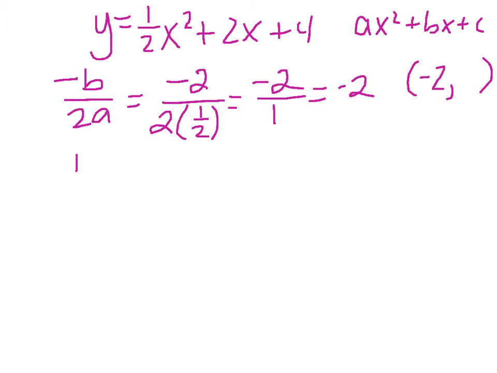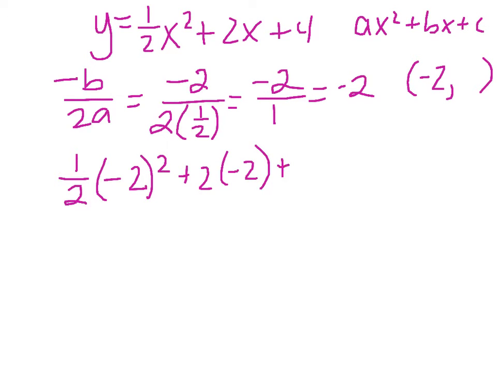To find the y value, I need to plug back in. So I'm going to plug in negative 2 for x. Negative 2 squared is a positive 4, so I'm doing exponents first. Positive 4, 4 times 1/2 is going to be 2. 2 times negative 2 is negative 4, plus 4. 2 minus 4 is negative 2. Negative 2 plus 4 equals 2. So my vertex is at negative 2, 2.